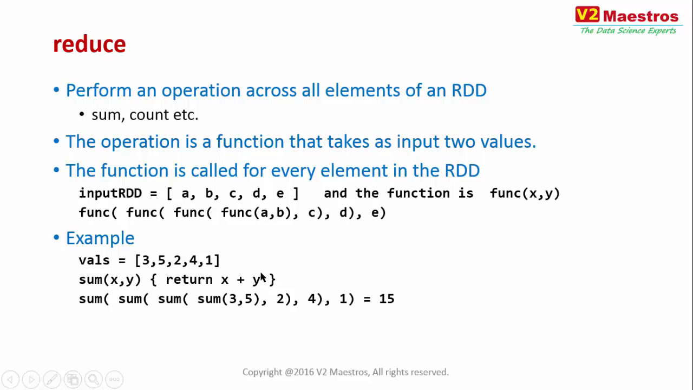And how would this reduce work? It will start by calling this function sum for the first 2 elements in the RDD, sum 3 comma 5, which will be 8. Then the result 8 is again used to call sum again, sum of 8 comma 2, which returns 10, and then you call sum 10 comma 4, which returns 14. This way it keeps adding up the entire RDD to return the result of 15. So this is how reduce works. Reduce is very similar to the map reduce you find in Hadoop.